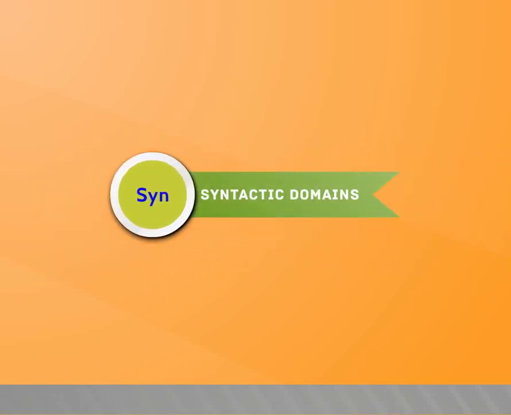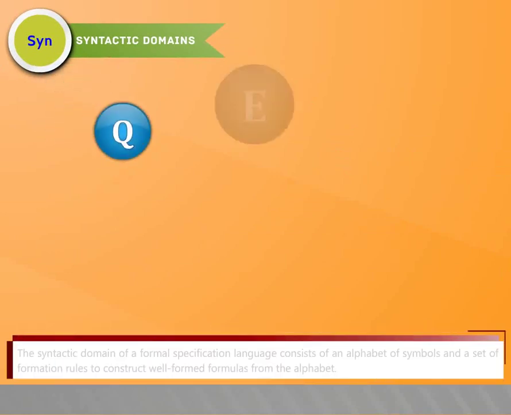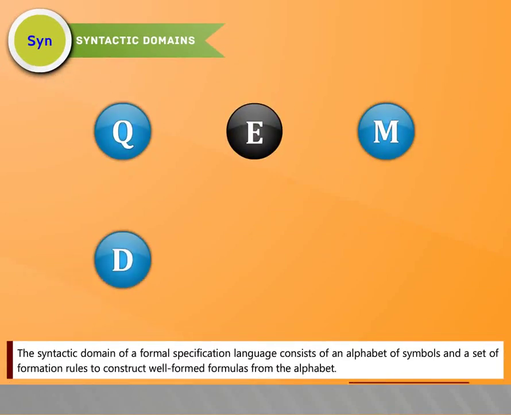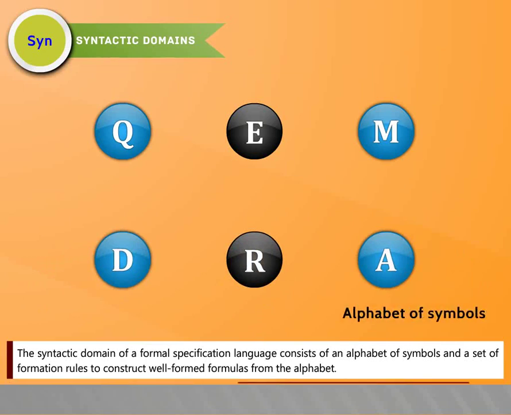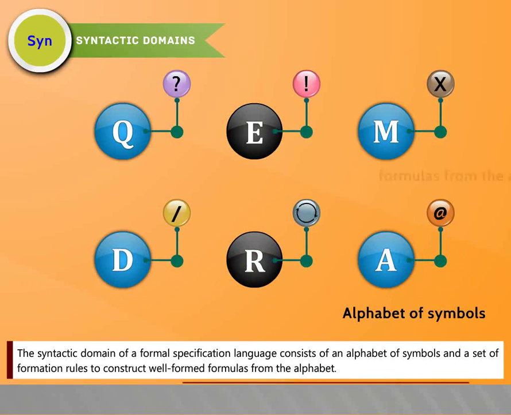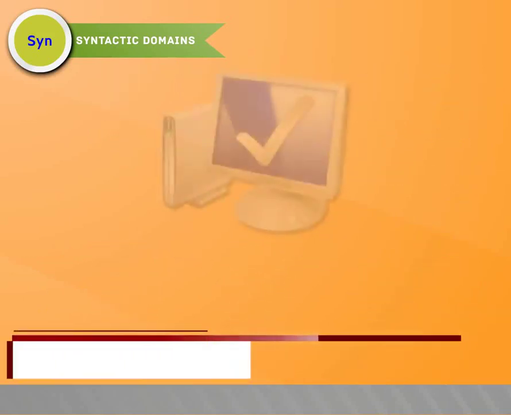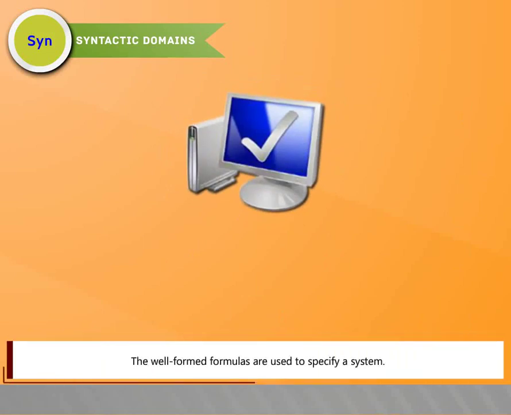Syntactic domains. The syntactic domain of a formal specification language consists of an alphabet of symbols and a set of formation rules to construct well-formed formulas from the alphabet. The well-formed formulas are used to specify a system.